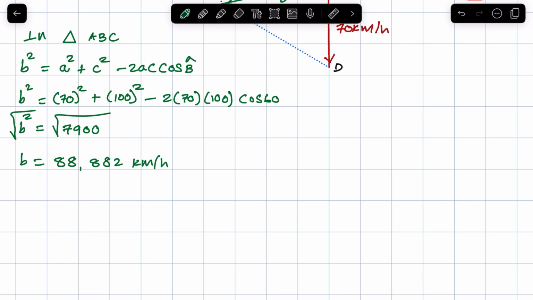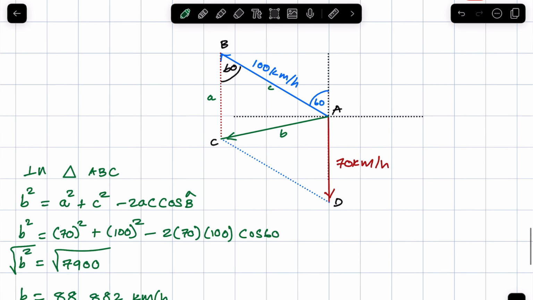If you look at the velocity of A relative to B, it was the same in magnitude. So the actual velocity for this object is 88.882 kilometers per hour, and this confirms it. So we have essentially calculated the velocity of B relative to A. Remember, the relative velocity will always be the resultant of the parallelogram.